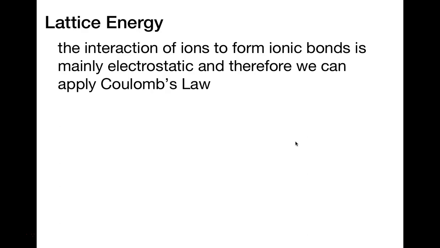So the interaction of ions to form an ionic bond is mainly electrostatic, and so therefore we can apply Coulomb's law. So what Coulomb's law describes is how two charges interact through space. So this is what we see here. There's a force felt between two particles, and it's going to be equal to this term kappa. So kappa is just a constant, and it's determined by each different ionic compound.